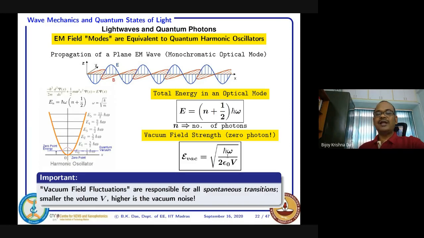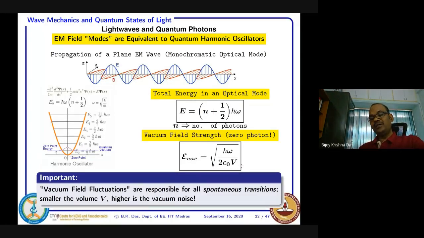You can express that as E vacuum equal to the square root of h cut omega by 2 epsilon 0 V. V is called the volume of the resonator. We'll come to how it comes, but for the moment you can say the resonator volume is V, and this energy, half h cut omega, is distributed everywhere. Then you can imagine that in the resonator there are two orthogonal polarizations, one is TE polarization, another is TM polarization. We can say this energy is distributed into both polarizations classically, and then the corresponding electric field in the vacuum can be represented by this one.